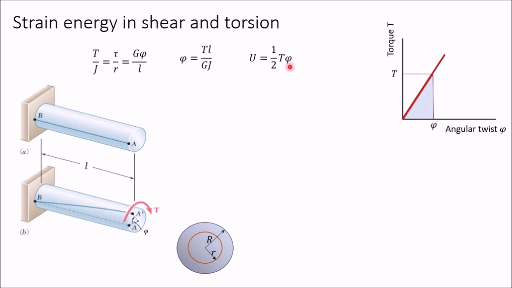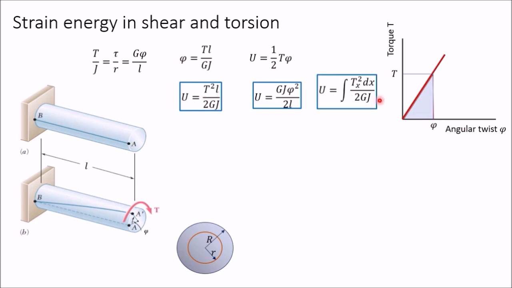Now in this equation, if you put phi equal to TL by GJ, you will get this relation, T square L upon 2GJ. And if you put T equal to GJ phi divided by L, then you will get this relation. If T is constant, then this equation is good. But if T is varying, then you have to use this relation, the integration of Tx square by 2GJ dx. Here Tx is the torque at any section x, and dx is a small length.